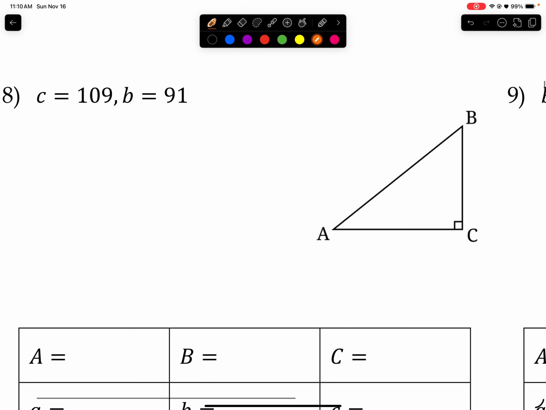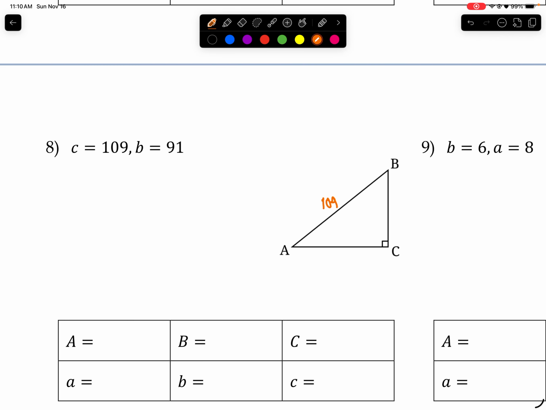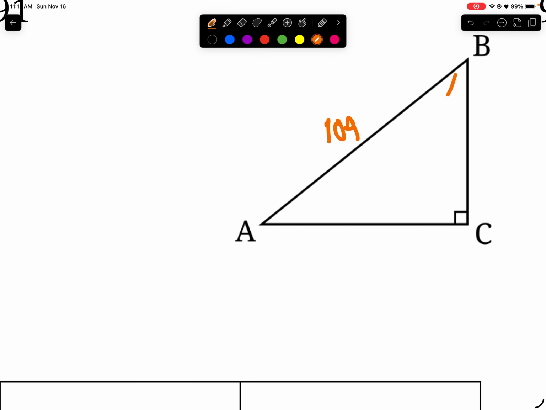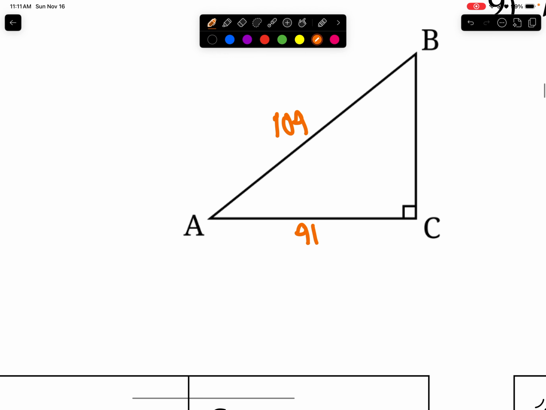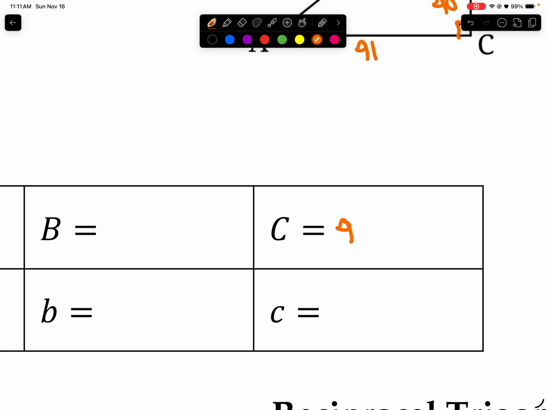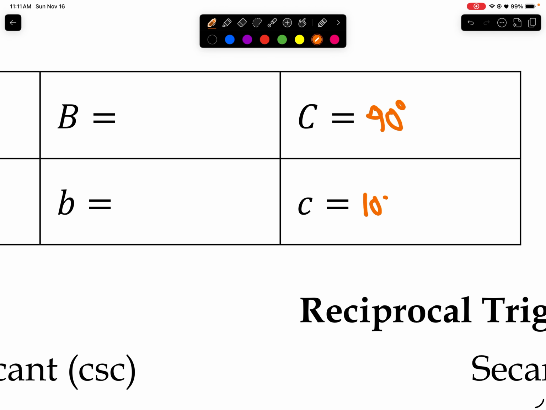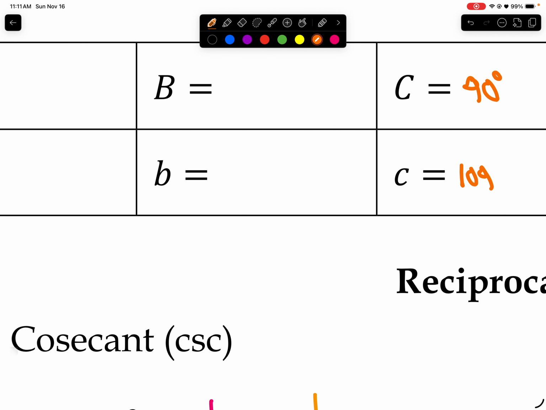So I know side C, which is our hypotenuse, is going to be 109. And then side B is going to be 91. So side B is opposite of angle B. And then, of course, we have our 90-degree angle, which is given. So big C is going to be 90, little c is 109, and little b is 91.